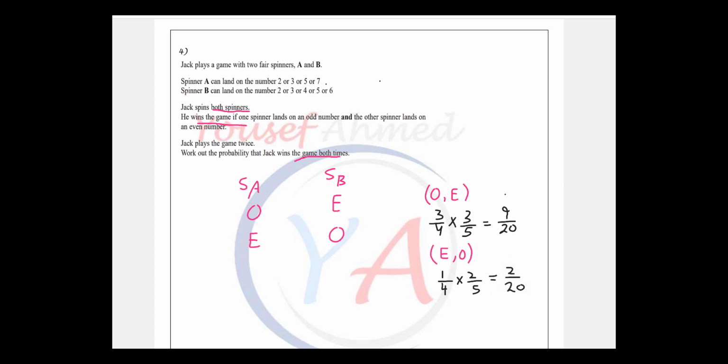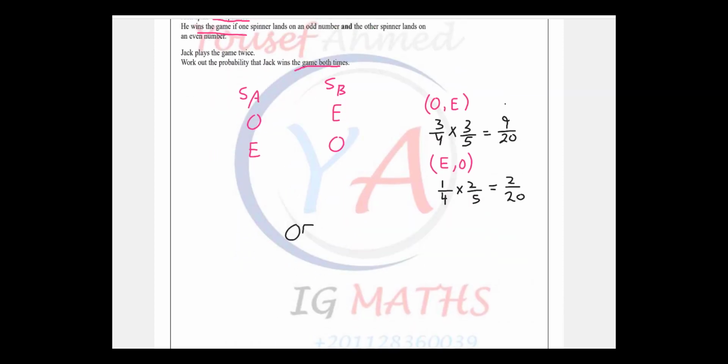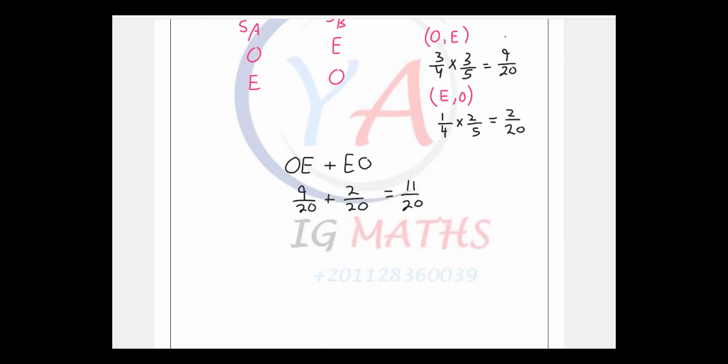Now he wins if he gets this or this. So you have odd, even, plus even, odd. You take both arrangements and add them. So 9 out of 20 added to 2 out of 20 gives at the end 11 out of 20. This is the probability he wins one game. If he plays this 2 times, you can square the probability of winning, or multiply it by itself. So 11 out of 20 times 11 out of 20 gives 121 out of 400, and this is the final answer.